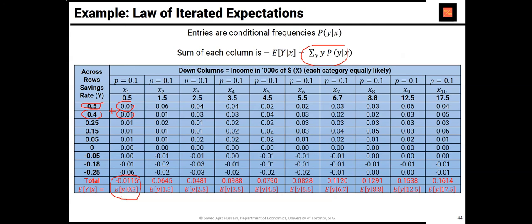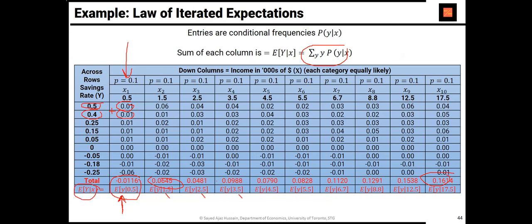When I add those things up, I get the expected savings rate for people in the income category who earn 500 bucks a month. You can see that those people's savings rate on average is negative 1.16%. And surprise, surprise, as income levels go up, 1,500, 2,500, 3,500, you can see the conditional savings rates start to go up. See, these numbers are going up. So now what you have are the values of E of Y given X.